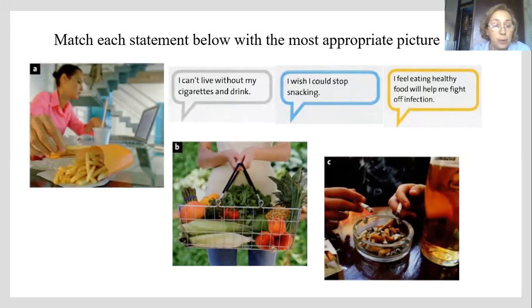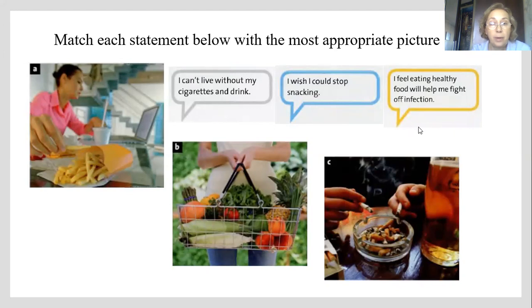Well, what about the next statement, Apeksha? I wish I could stop snacking. This sentence goes with the first diagram where I can see a girl eating French fries and a Coke while she's working. Yes, and what kind of snack is she eating? It's fast food, French fries. And you know that this is not healthy for your stomach, for your body.